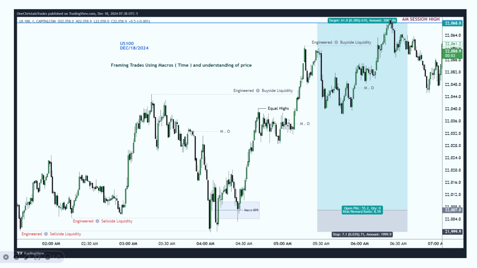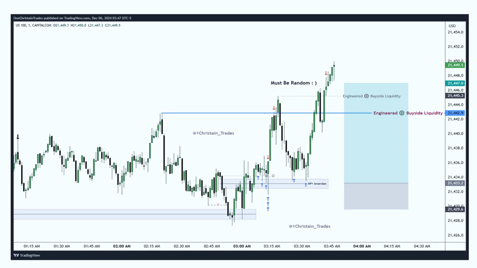Look at this, 7 points and 61 points. Look at the risk reward. That's over 8 hours. You can see those high probability trades forming during macro times. You can see this one, right? This was a very little scalp, but the idea forms every single time.